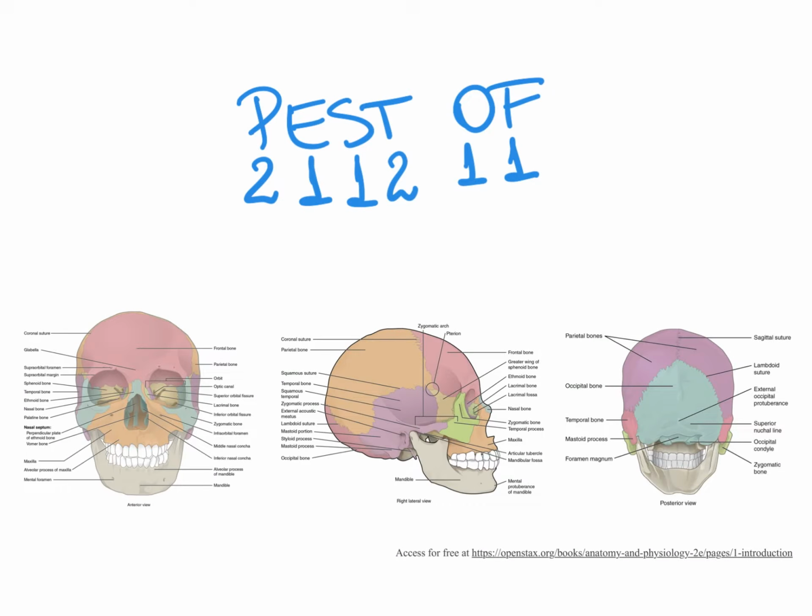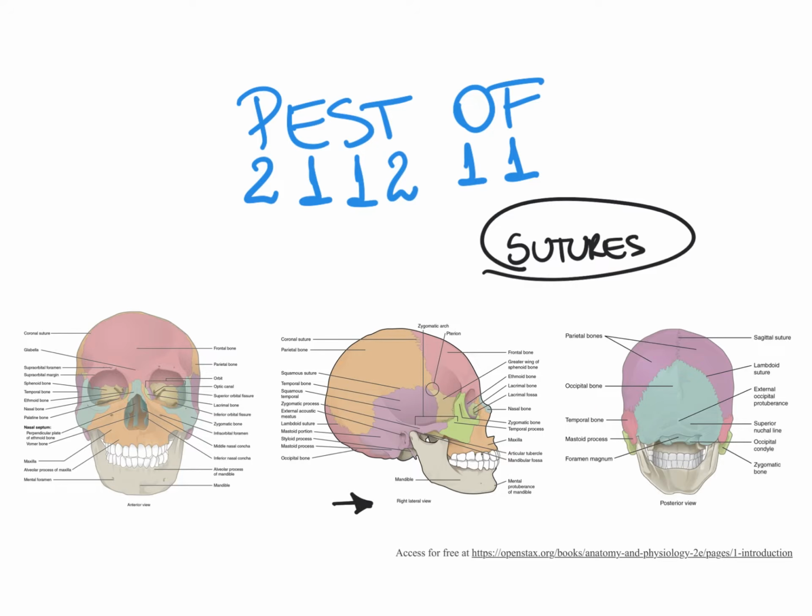Separating the cranial bones, we have sutures. And as you learned in the joints lecture, sutures are a type of fibrous joint. It's a very narrow band of dense irregular connective tissue that we find connecting the two bones, in this case, the two cranial bones right here. Let's focus on this lateral view first.